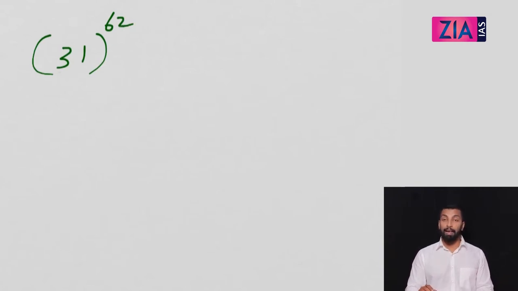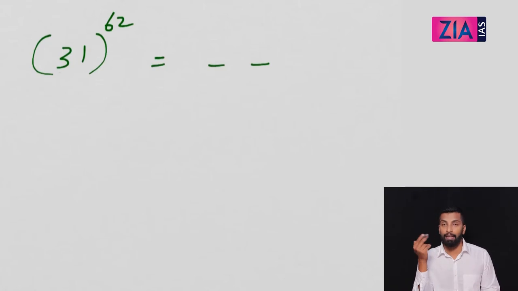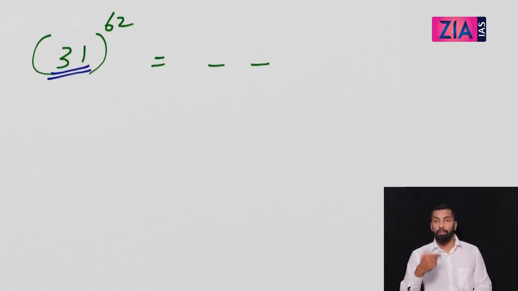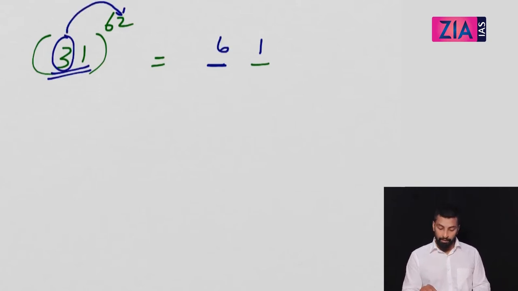Now you have the number 31 raised to 62. You need to find the last 2 digits, or the remainder when divided by 100. The question is the same in both cases. Similar to what we discussed for the last digit, to find the last 2 digits you need only these 2 digits. For a number ending in 1, whatever the power, the last digit will be 1. Now you need to take the previous digit, the second last digit, into this 2. 3 into 2, 6. That's your answer.